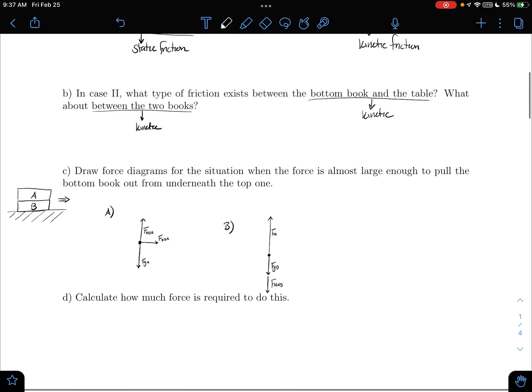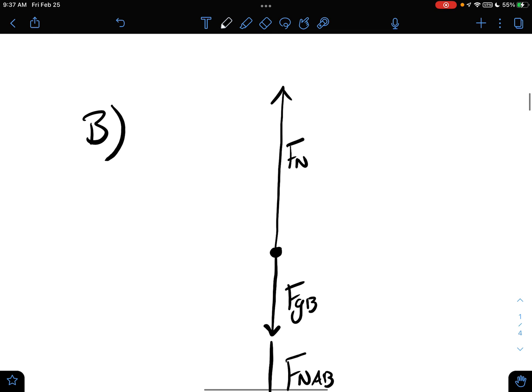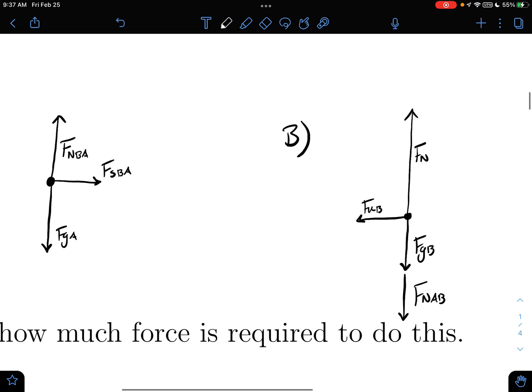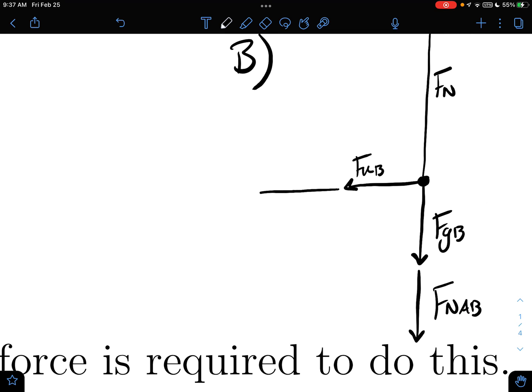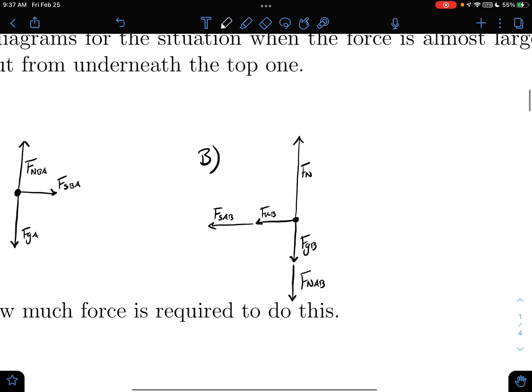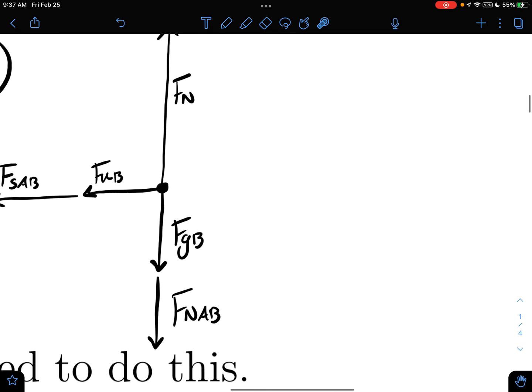And since the book is sliding on the table, we said we have kinetic friction between the bottom book and the table. So we can put that one going against our direction of motion. That's our Fk on B. But we were also talking about Newton's third law. I said I needed an equal and opposite force here because B is acting on A and A is acting on B. The same thing applies with this friction, so we're going to have the force due to static friction of A on B. Same thing, Newton's law: every action has an equal and opposite reaction.